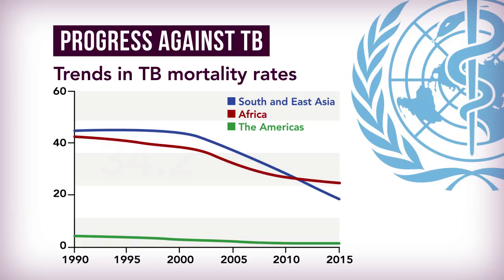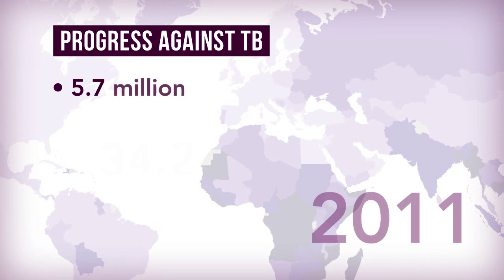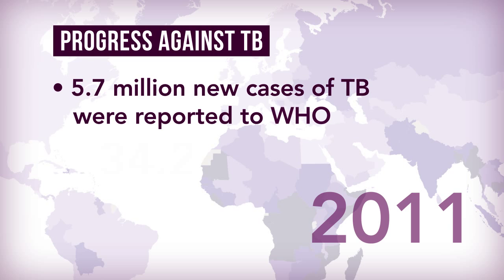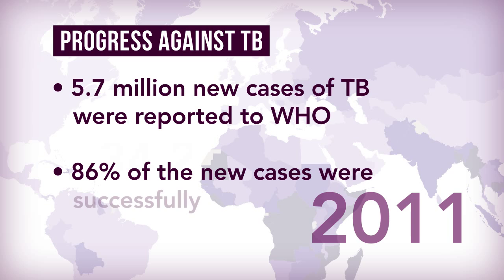By contrast, well-organized TB programs led to huge reductions in tuberculosis deaths in China and Cambodia. In 2011, a little under 6 million new cases were reported by the national TB programs to WHO, and roughly 86% of these were reported to be successfully treated. If the world could achieve what we commonly have in Canada, which is that most TB patients are successfully treated, TB could be substantially reduced as a major cause of death worldwide.